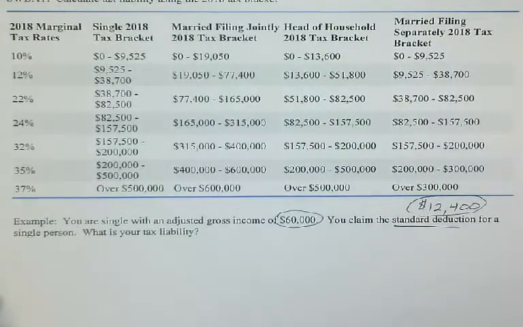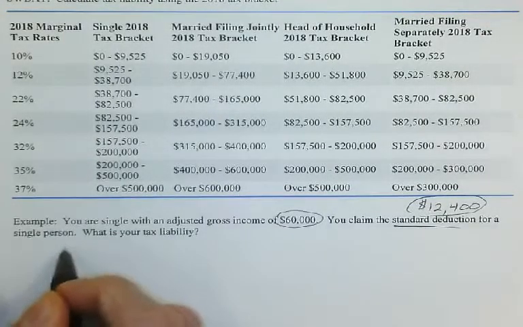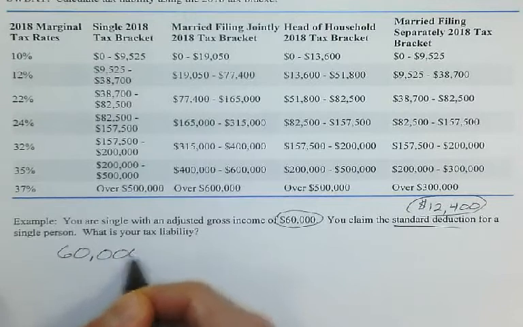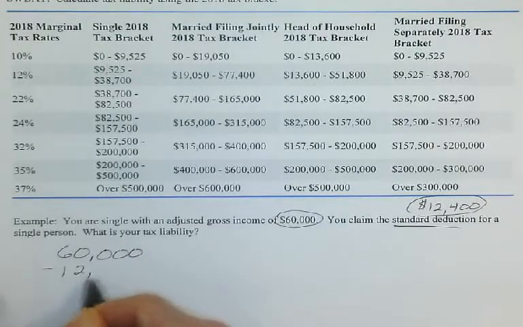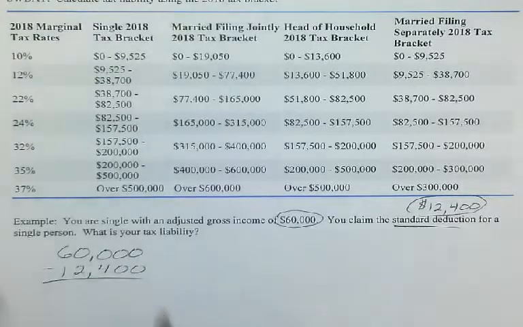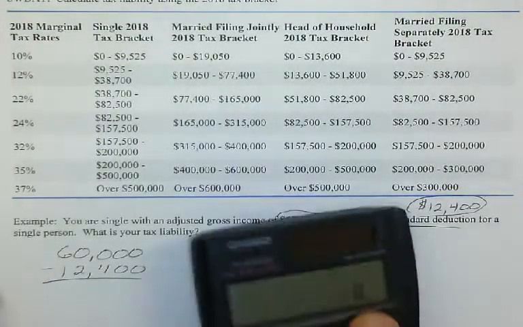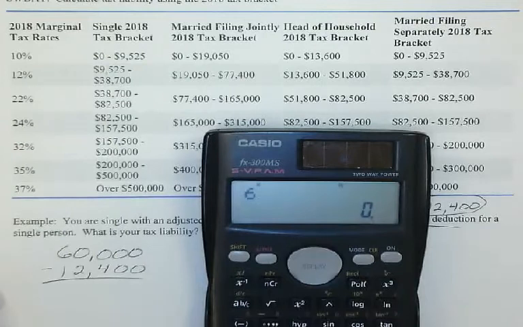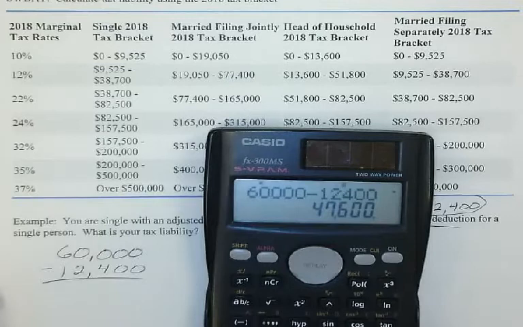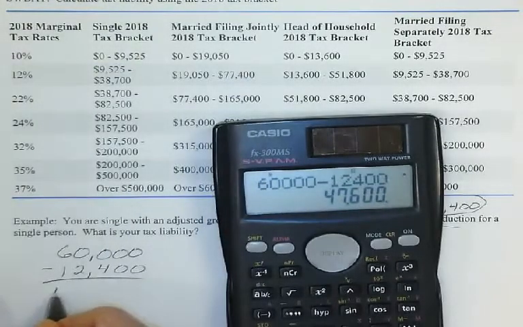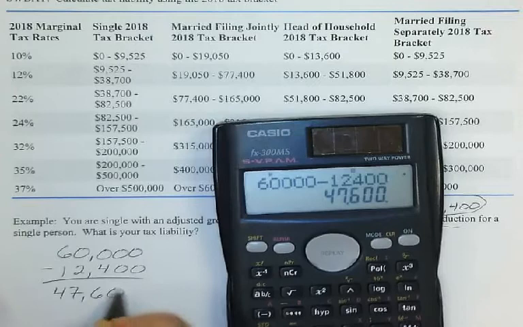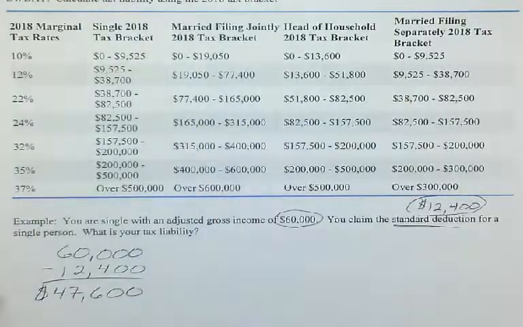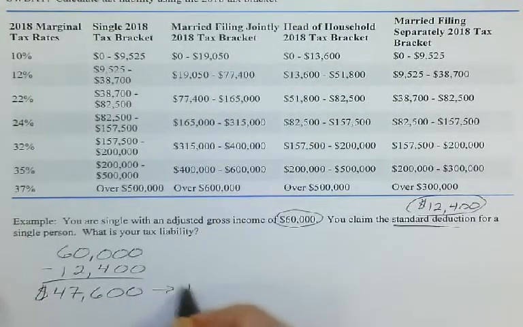Step one, we need to find this person's taxable income. We take their gross income and subtract the standard deduction, $12,400. We could do this mentally, but it's the end of the day, so let's take a calculator out. 60 grand minus 12,400 is $47,600. This is the person's taxable income, and this is what their tax is going to be based on.